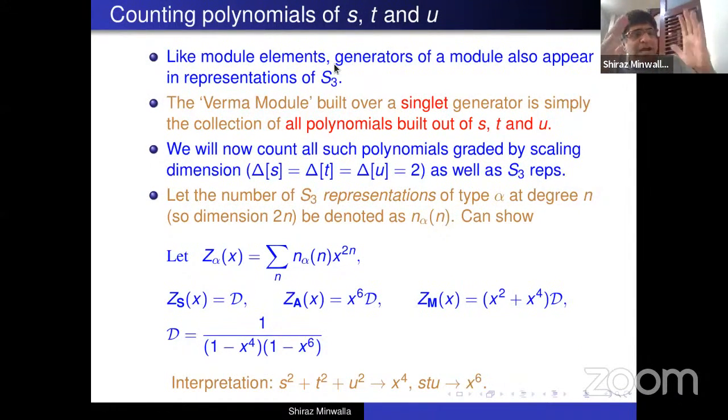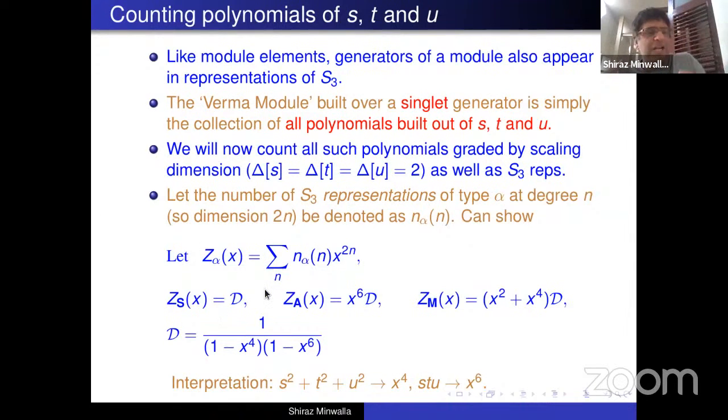Right. So I want to understand a little bit more now the structure of these modules. The first thing I'm going to do, as a little exercise, is ask the following question. Suppose I have the set of all polynomials of S, T and U, every polynomial I can make. And I want to decompose the space of polynomials into representations of S3. And then I ask, how many such representations occur at any derivative order? S, T and U are each taken to have derivative order 2 because they're mass to the power 2.